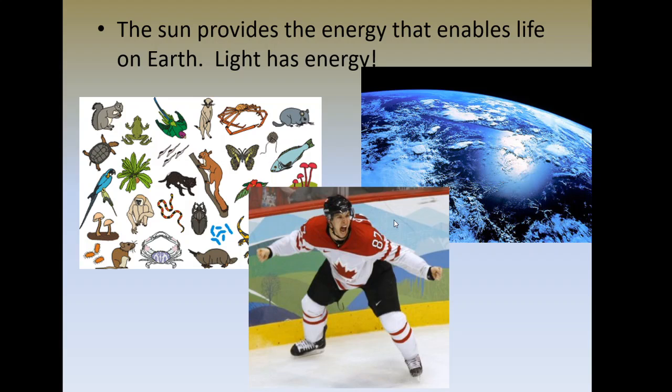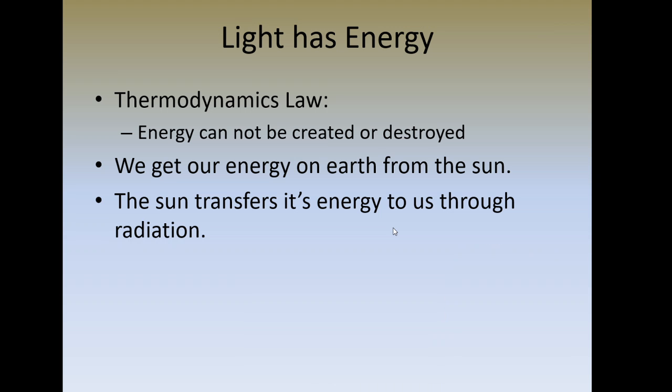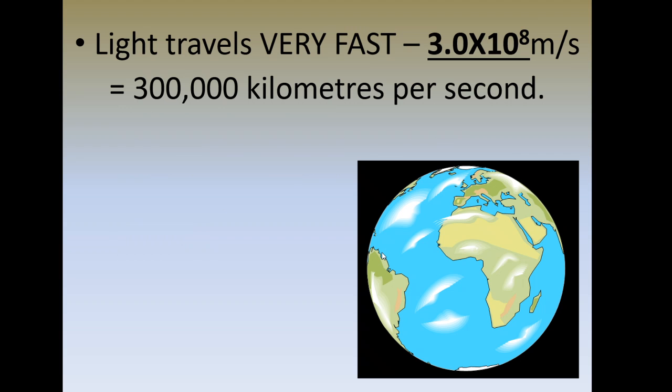Light has energy, as we learned the other day. And we must follow the law of thermodynamics that energy cannot be created or destroyed. So we get our energy on Earth from the sun. We can't create energy here on Earth. We can transfer it to a different type of energy, but we can't create it. And so the sun transfers its energy to us through radiation.